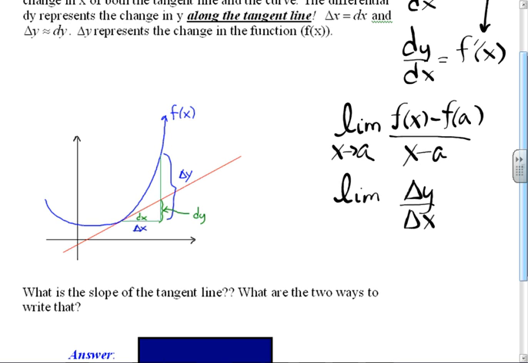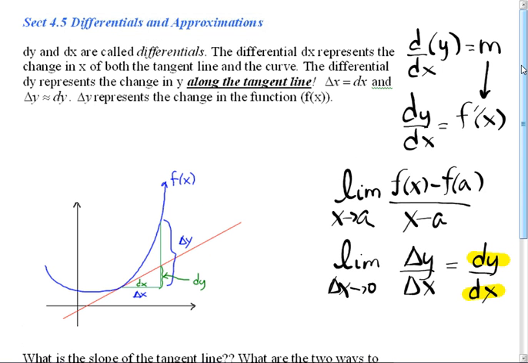And if x is approaching a, what's true about delta x? It's getting what? Smaller. So delta x goes to 0. And we call this the derivative of y with respect to x. So we can now think of this derivative as the ratio of these little differentials. It's called a differential. The differential dx represents the change in x of both the tangent line and the curve. We'll get into that in a second. The differential dy represents the change in y along the tangent line.